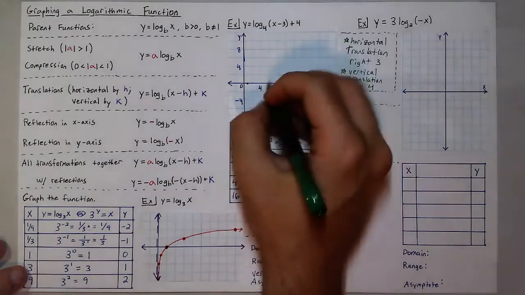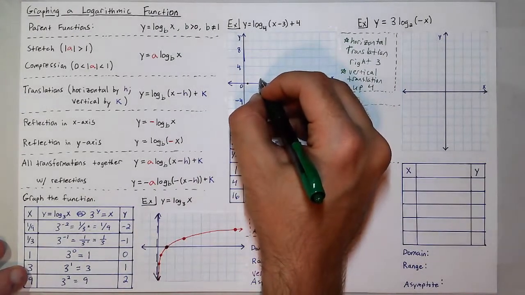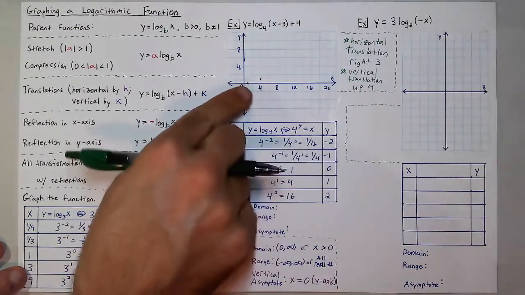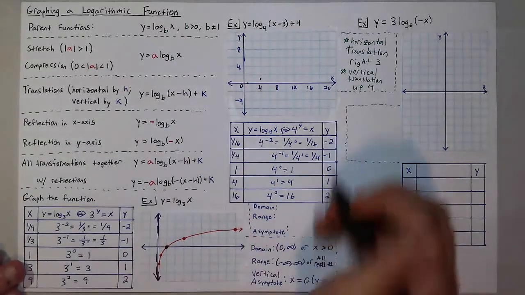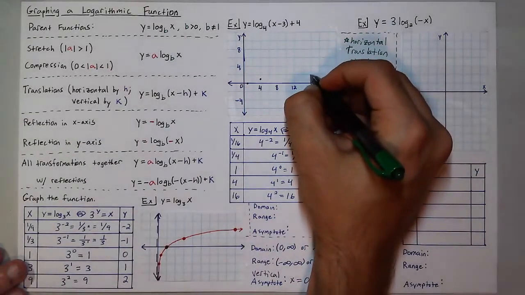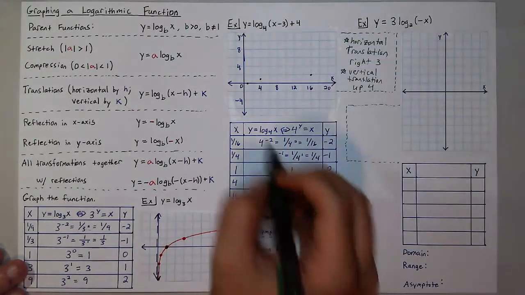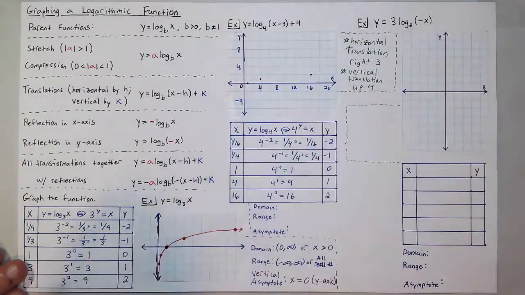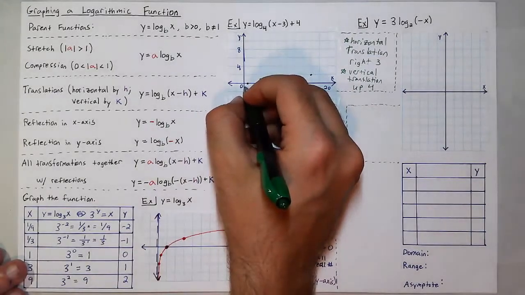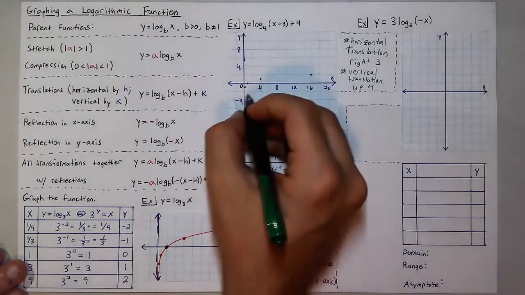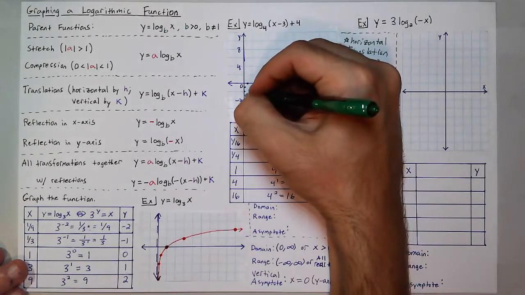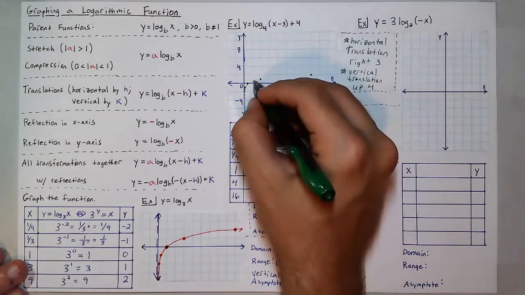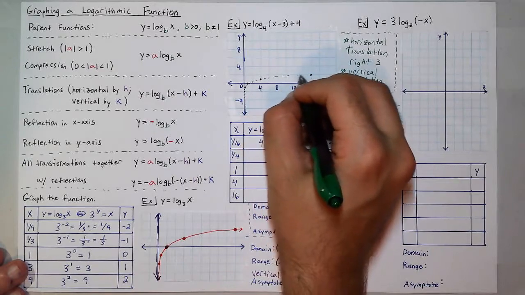4, 1. You'll see I'm counting by 2's on my axes. So 1 is actually in between 0 and 2. And then 16, 2. And then 1/4, which is up against the side here, -1. And then 1/16, -2. So you'll notice when I go to graph this, I'm going to make it a dashed line because this is not my final graph.